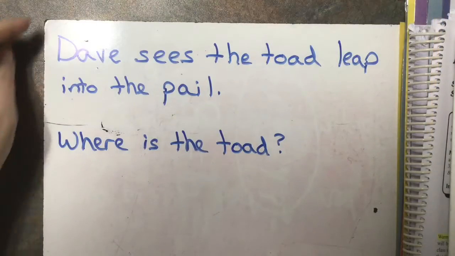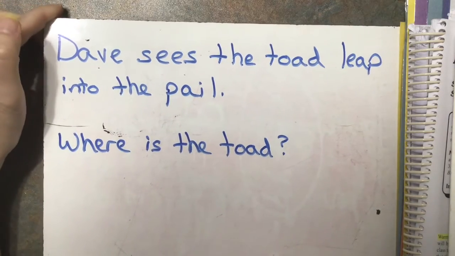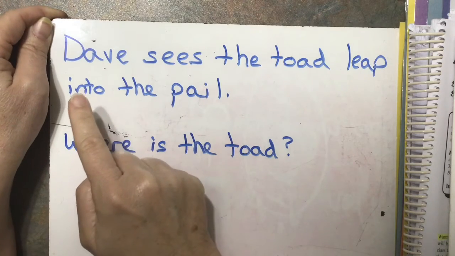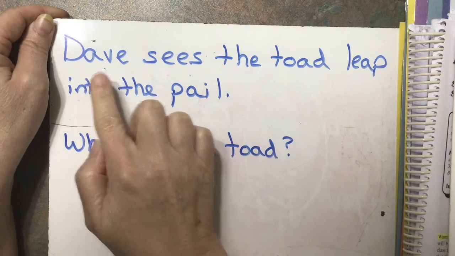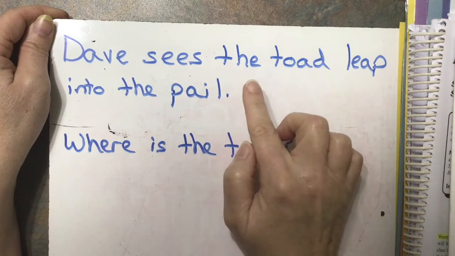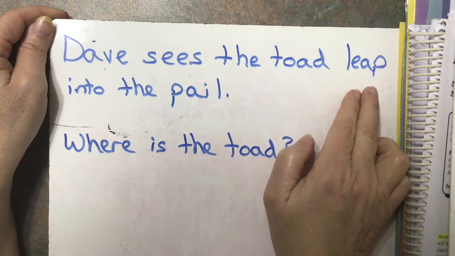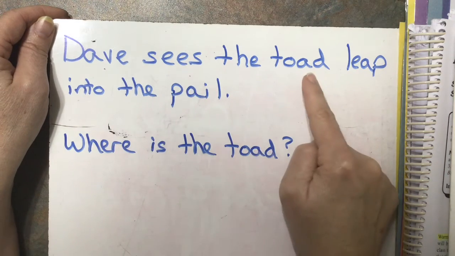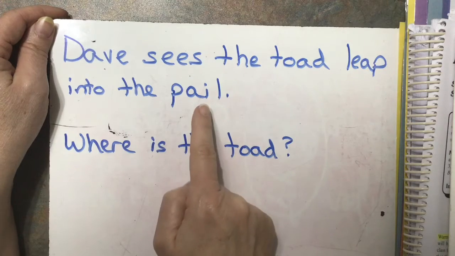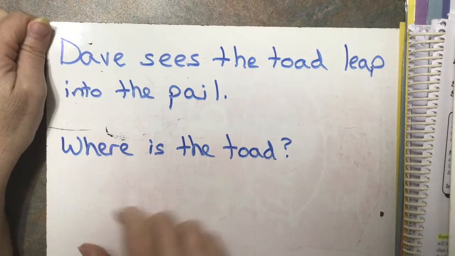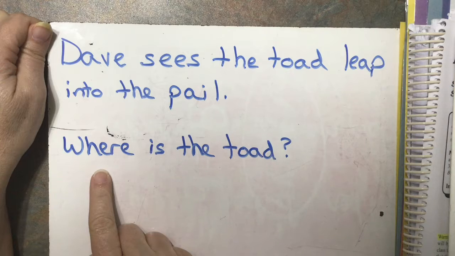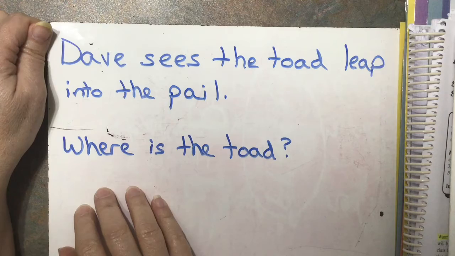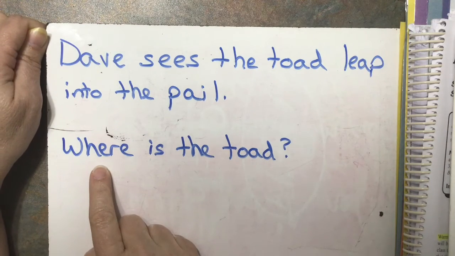So we are going to move on to the next part of our lesson, which is answering questions. All right, so let's read this top sentence together. It says, Dave sees the toad leap into the pail. Okay, so he sees the toad leap into the pail. We're going to be taking a look today at questions that start with where and what. Where and what. And how do we build an answer with a question that starts with where or what?